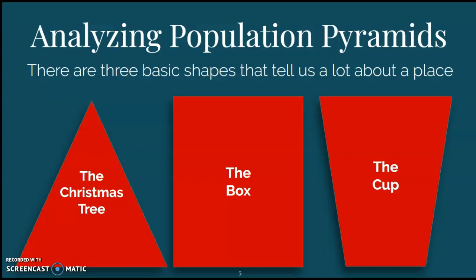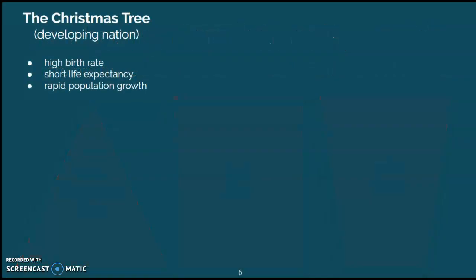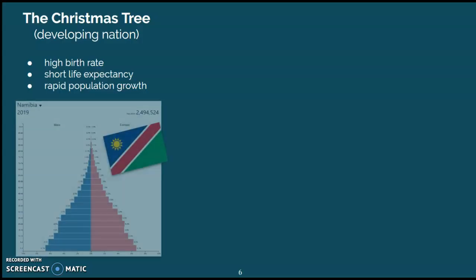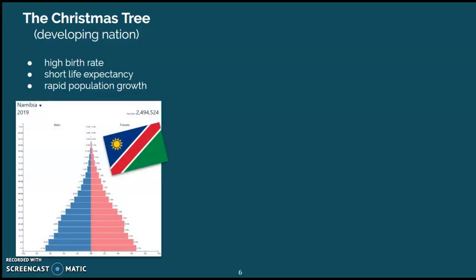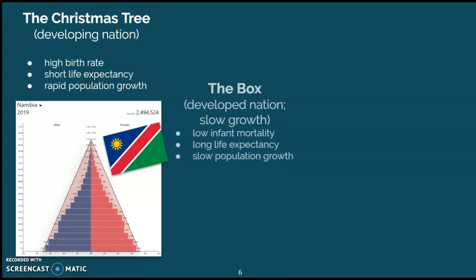As we analyze the population pyramids, I want you to think of them as 3 basic shapes: the Christmas tree, the box, or the cup. The Christmas tree is a developing nation. They usually have a high birth rate, a short life expectancy, and rapid population growth. This is a pyramid from Namibia, and you see it really has a pretty triangular shape there, so we're going to say that's a Christmas tree shape.